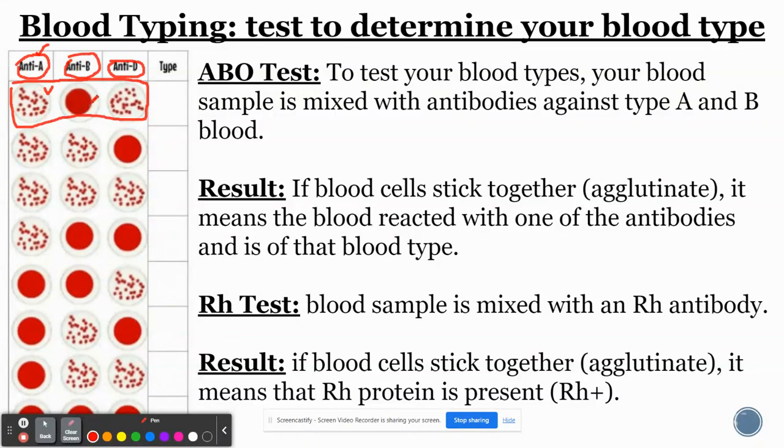But antibody B, there's no clumping. The blood stays just fine. So there's no B carbohydrate. So I know I'm type A. When I put antibody D, that means if I see clumping, that I probably have that Rh protein on there because it's causing clumping. So I have A, and then this represents positive. So this is A positive in this situation.